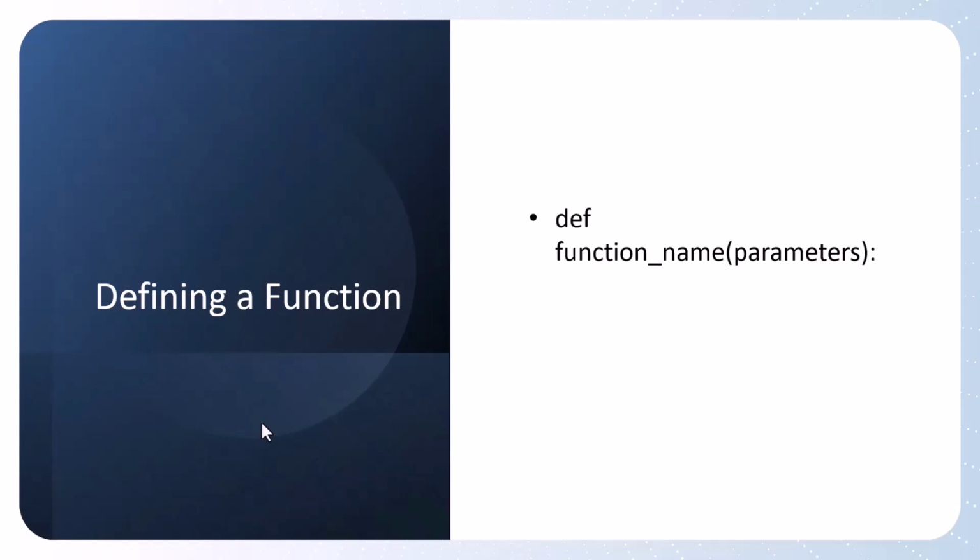Now, how do we define a function in Python? Here is how you define a function in Python using the def keyword. We'll break it down into each part. The function name, and def is the keyword that is placed in front of the function name, and it has the parameters, which are optional.